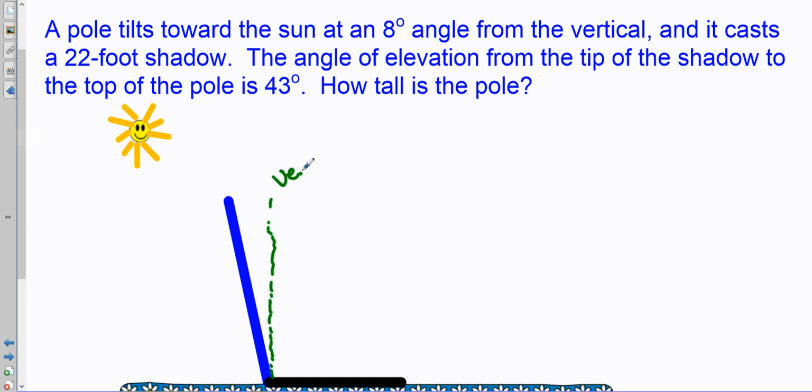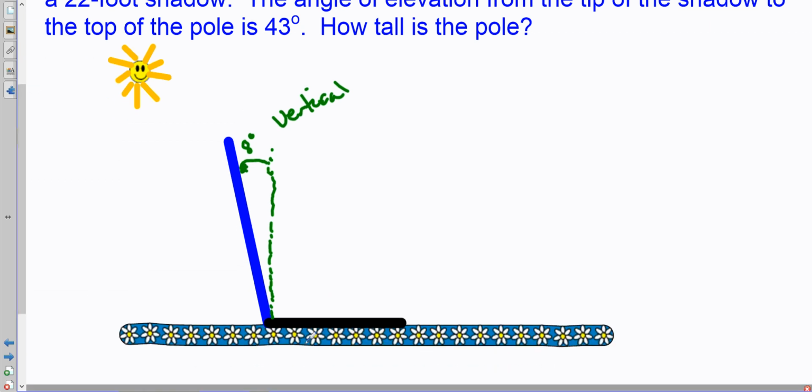This is vertical, okay? Whenever I do dots, I like to go just so you're aware. And we know that this angle from the vertical is 8 degrees. That's 8 degrees, not 88 degrees. Probably should make that a little bit smaller so people following at home are not confused. Now it casts a shadow that is 22 feet long. So this is going to be 22.